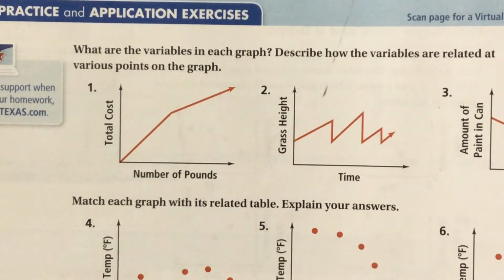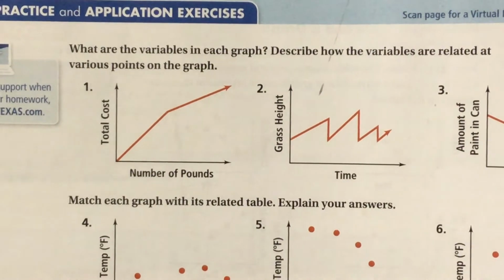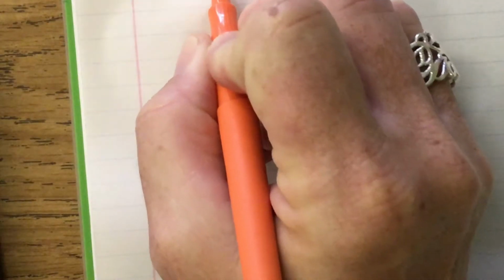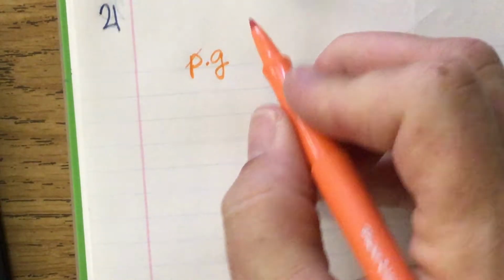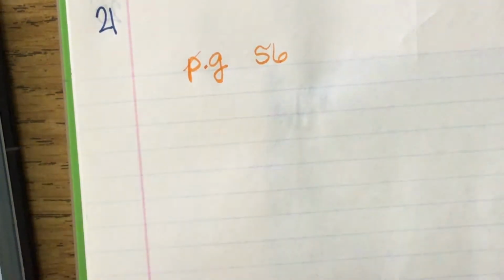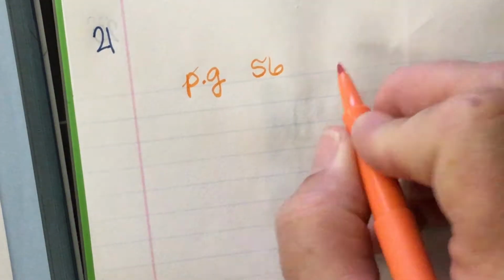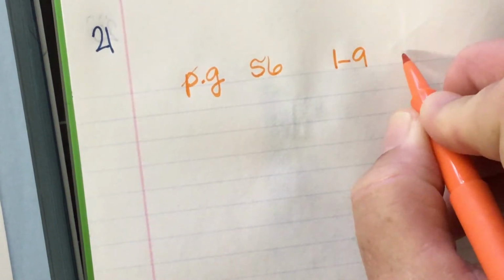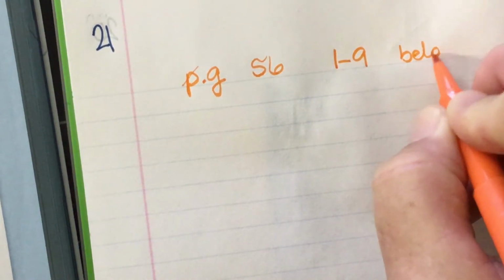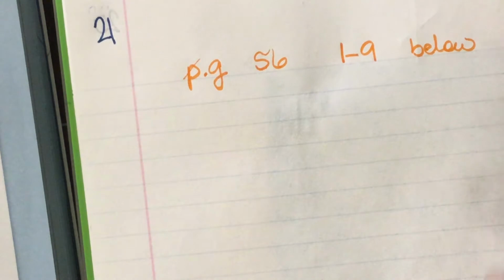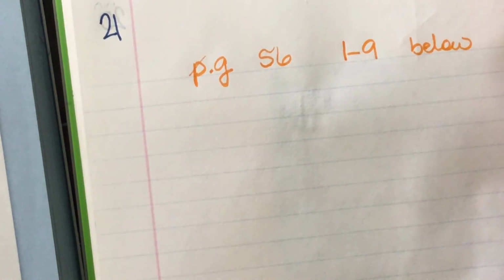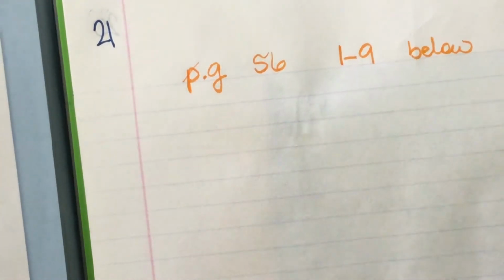So what I want you to do, today you have 2 assignments. In your journal, on the left-hand side of the page, I want you to do page 56. Yes, page 56. I want you to do 1 through 9 below in your journal, and I want you to do question 10. That's a good one. That's all.